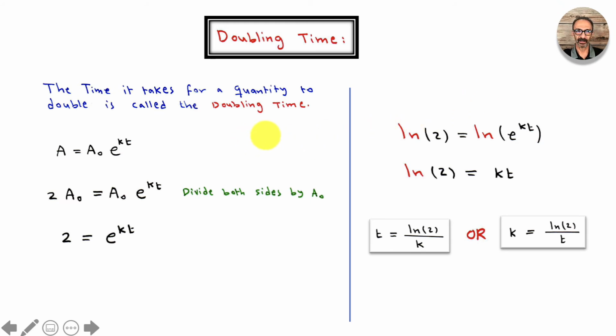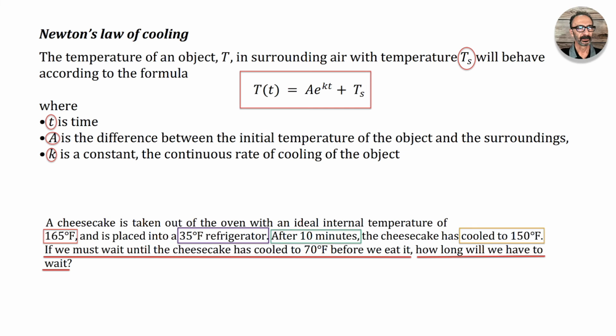This is another application. Newton's law of cooling. The temperature of an object T in surrounding air with temperature T sub S will behave according to the formula T of t equals A times e to the power kt plus T sub S, where t is the time, this right here, A is the difference between the initial temperature of the object and the surroundings, that's this A right here, k is the constant, the continuous rate of cooling of the object.